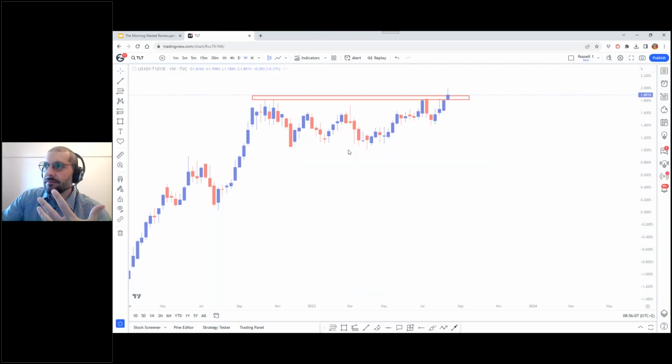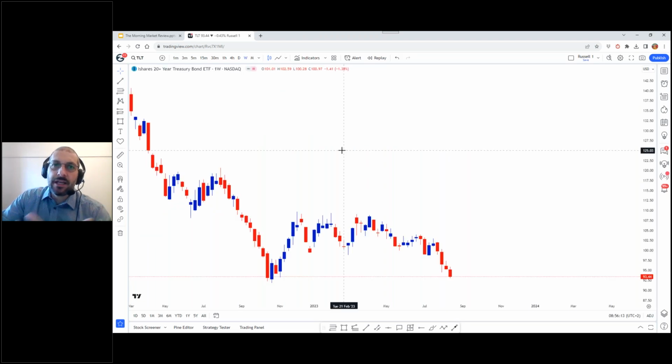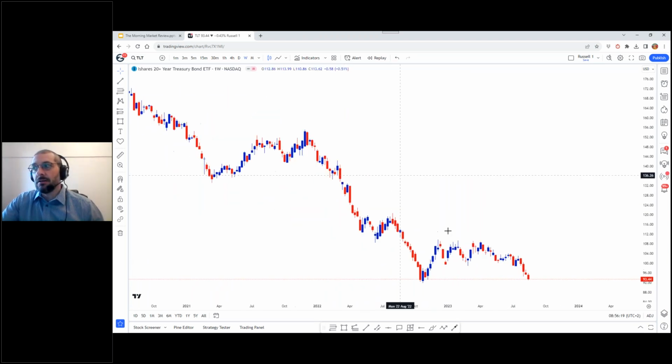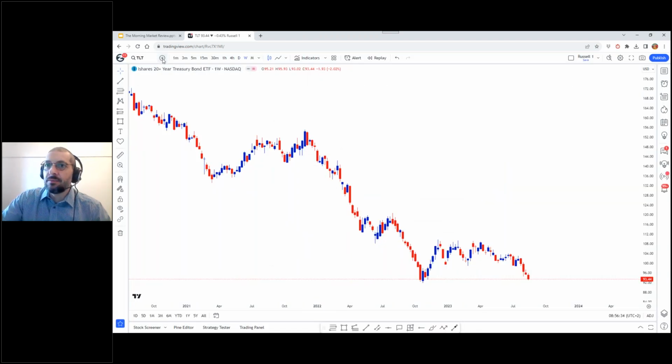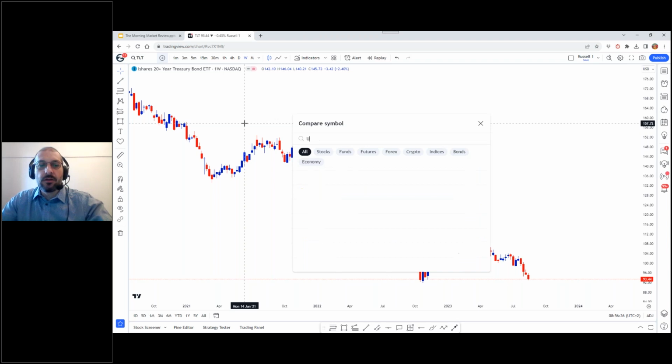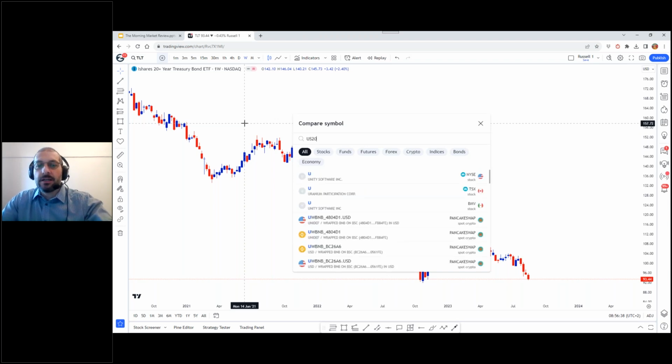Now, if you were a bond investor, all of a sudden, yields are getting very attractive, and your price is really low. So if you want to lock in a price for the 20-year, let's just take a look at what the 20-year yield is. Let's keep the TLT there. Let's bring the US 20-year underneath it.